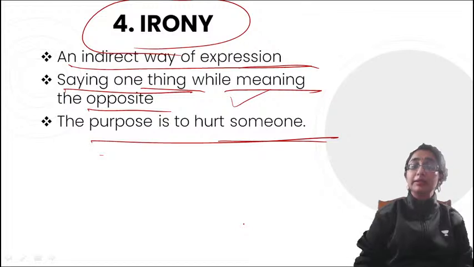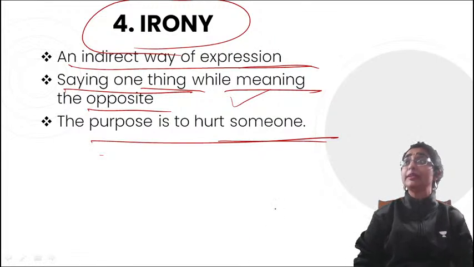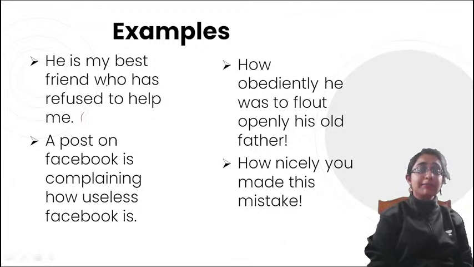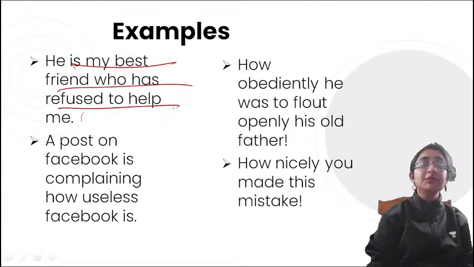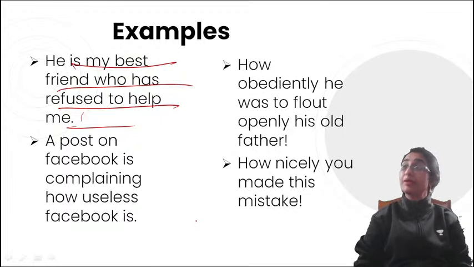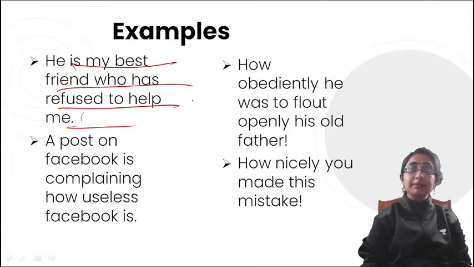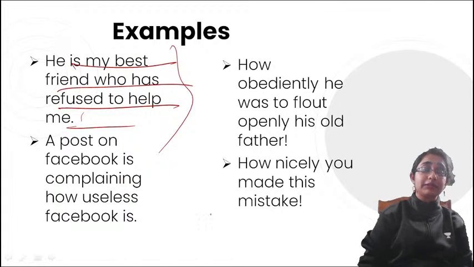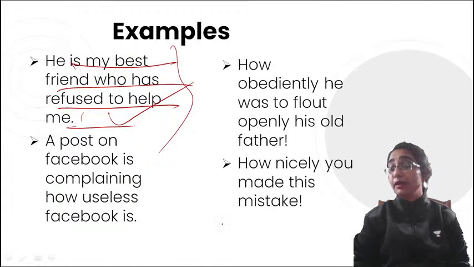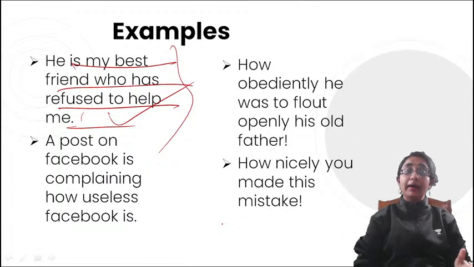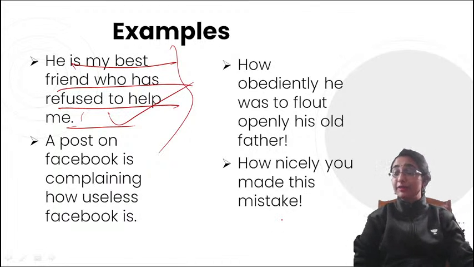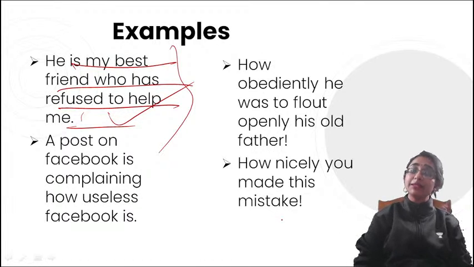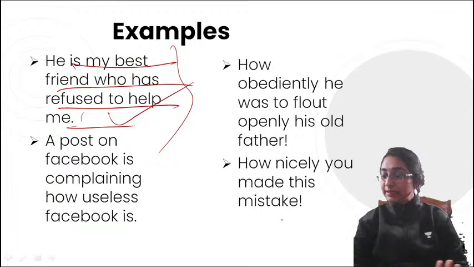Here also the purpose is to hurt someone, but the way of expression is different. Okay, you will see it. He is my best friend who has refused to help me. So that is the irony. He is my best friend. It is expected that he will help me in my distress, but he has refused to help me. I am not saying it directly to my friend, but I am actually saying it to myself, that he is my best friend who has refused to help me. So that is the irony.